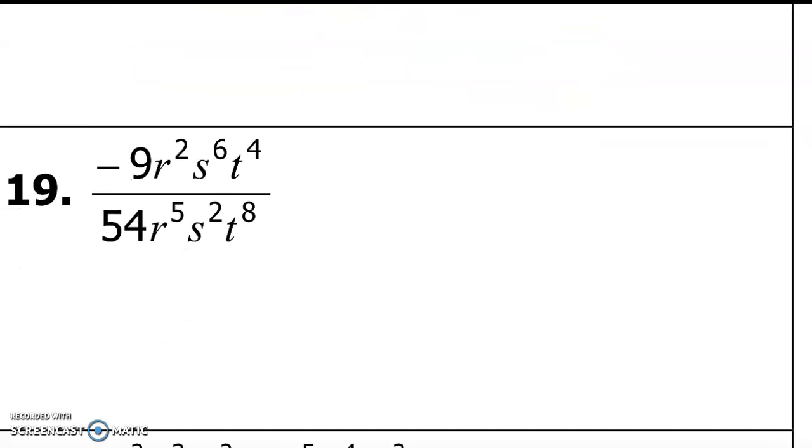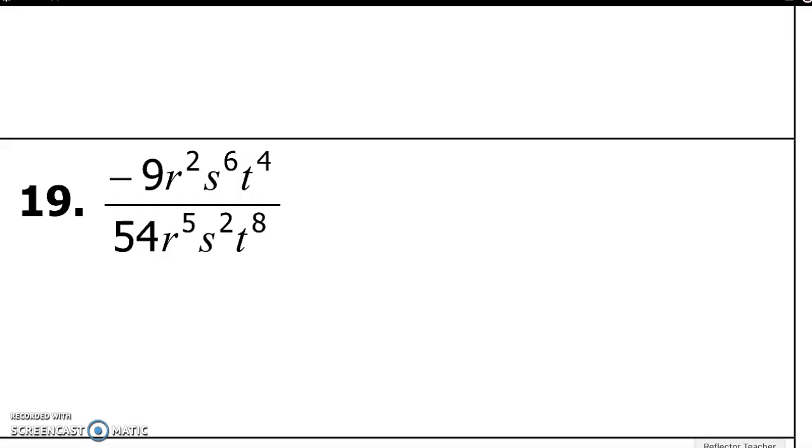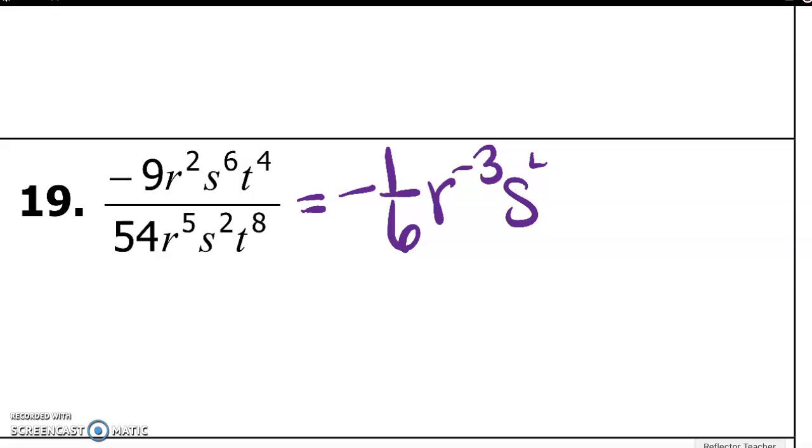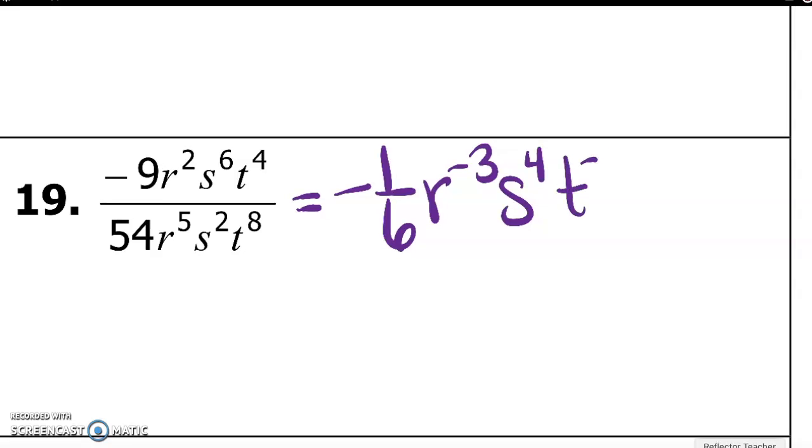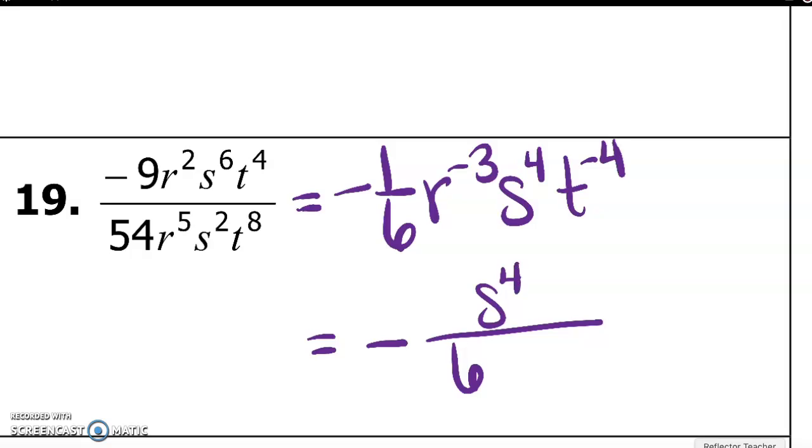Number 19. Negative 9 over 54 simplifies to negative 1 over 6. We subtract our exponents to get r to the negative 3, s to the positive 4, and t to the negative 4. So your final answer is one big fraction. Notice it's negative 1/6. You can put the 1 on the top, but you don't need to. Our s to the 4th would stay on the top. Then our 6 is on the bottom, r to the 3rd, and t to the 4th.